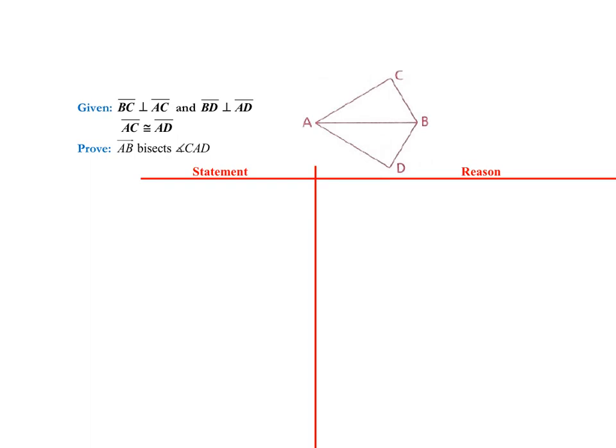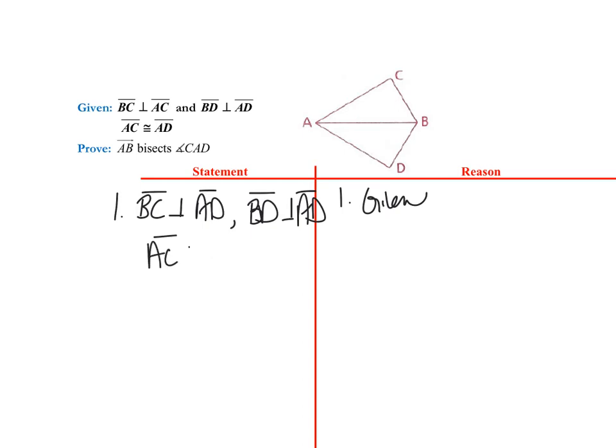Okay, so first of all, let's start with our given. So BC is perpendicular to AD, and BD is perpendicular to AD. And then we have AC is congruent to AD. So the only thing I can mark on my diagram right now is that AC is congruent to AD. The fact that something is perpendicular, I have to break that down first. I have to dissect it.